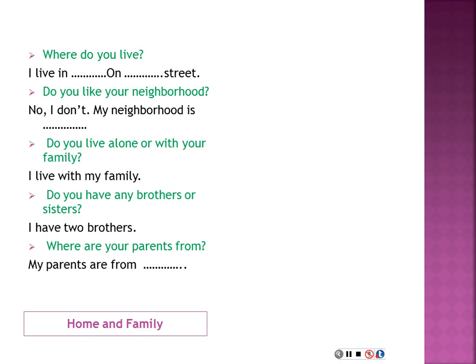We can say my father is from the UK and my mother is from Syria, for example. So my father is from UK and my mother is from Syria or in any other country. So this is how you answer this question.